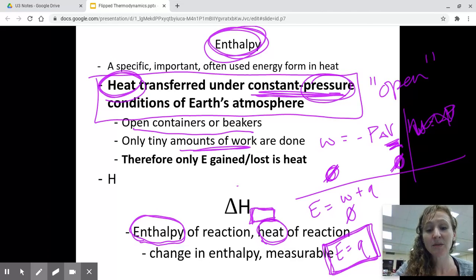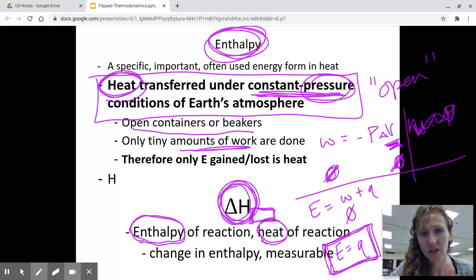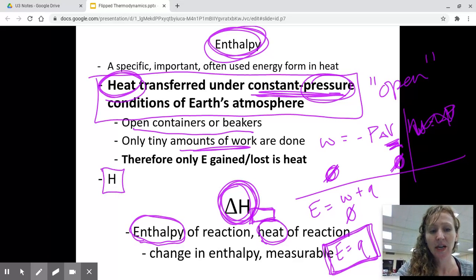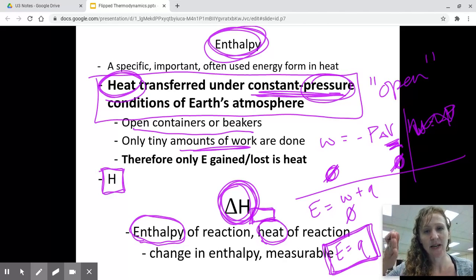Okay, so we can measure the change. We're always going to be measuring the change. We're never going to be measuring enthalpy of a system where it stands right now. We're always measuring the change relative to final and initial.